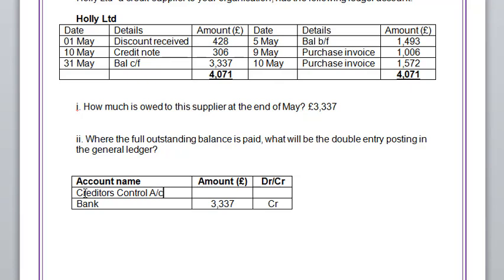So I've got them. The creditors control account will have the same amount on the debit side, and the bank will be credited.